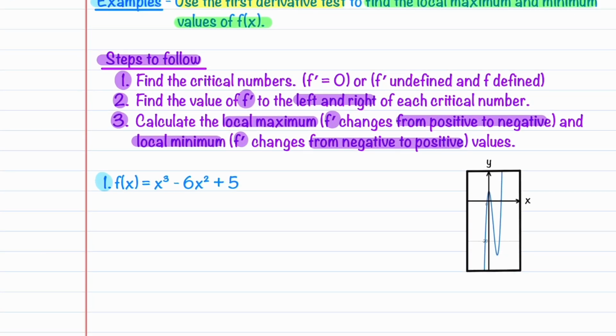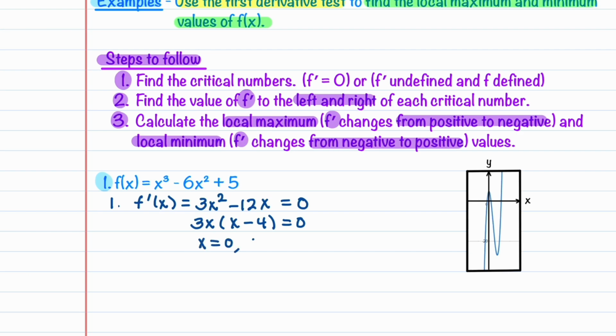In our first example, we're given the function f of x is equal to x cubed minus 6x squared plus 5. For our first step, we are going to find the critical values, so we're going to start by taking the derivative. F prime at x is 3x squared minus 12x, and then we set that equal to 0. We can factor out a 3x, so we're left with x minus 4. And this gives us that x is equal to 0 and x is equal to 4. Those are our critical values.